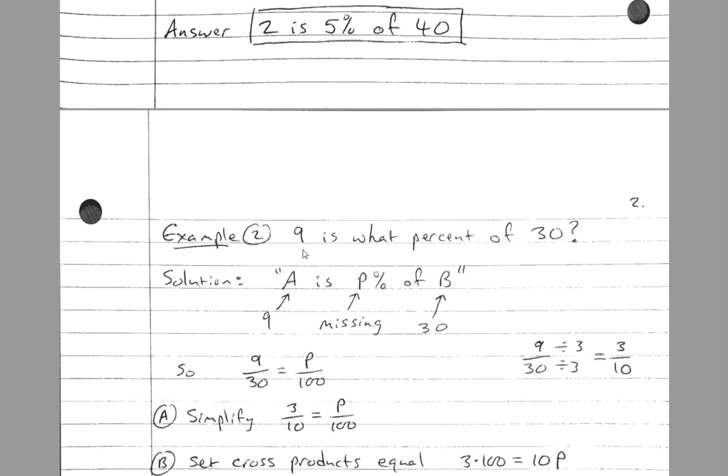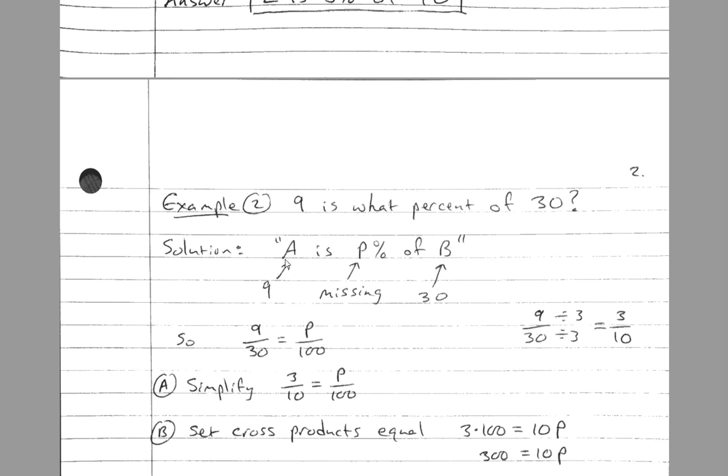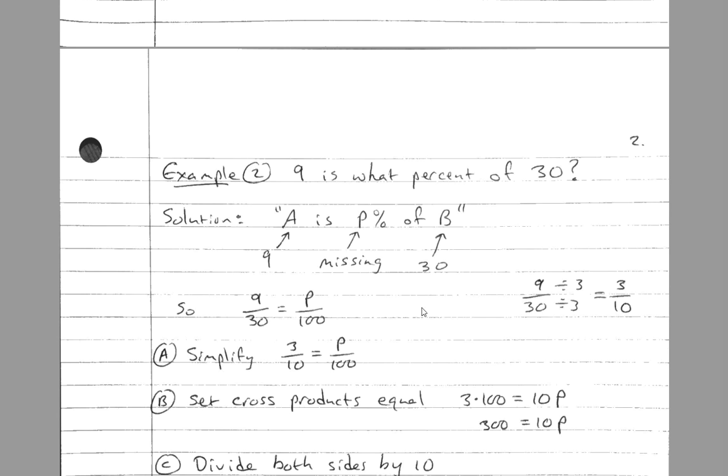Example 2: 9 is what percent of 30? Comparing this with A is P% of B, this time the P is missing. A is 9, B is 30. So in our formula, A over B equals P over 100, and the A over B part is 9 over 30.